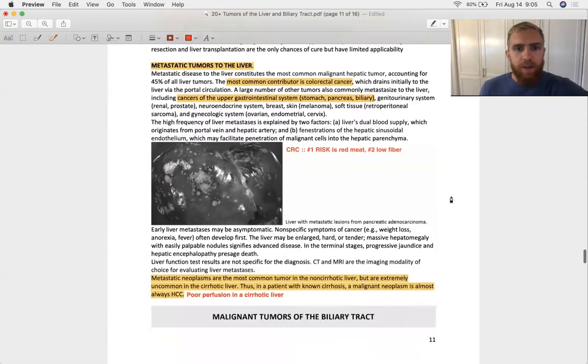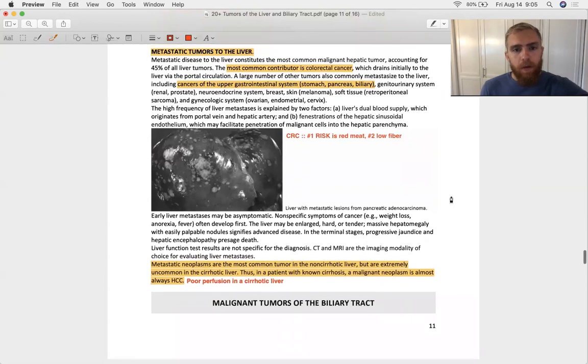So metastasis to the liver is very common. Likes to go through the bloodstream, likes to come from the GI tract, the stomach, the pancreas. Colorectal cancer likes to go to the liver. So we had colorectal cancer on our last exam. Remember, the number one risk for that's red meat. Another risk for that's low fiber.